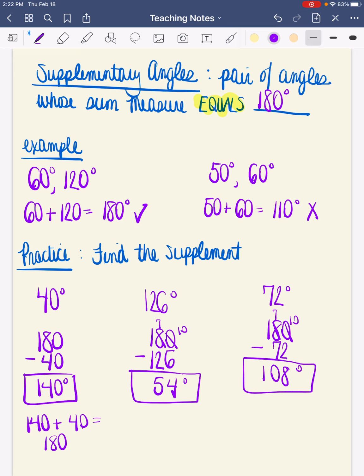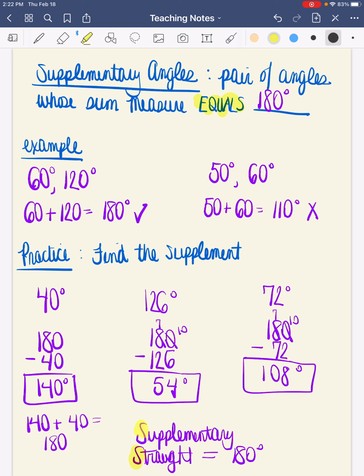For this one, supplementary, the word supplementary starts with the letter S, and so does the word straight. I know that a straight angle equals 180 degrees. Both of them start with S's. And again, it's just what works for me.